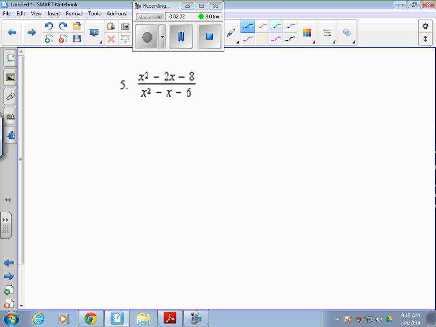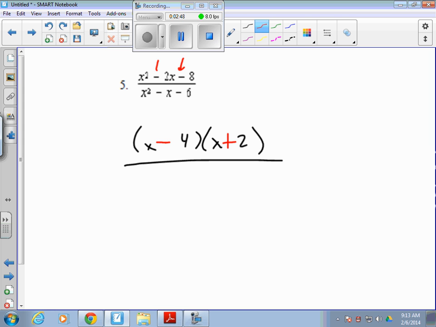Number 5, two trinomials again. We have x times x. What factors of 8 are going to get you to 2? You have 8 and 1, and you have 4 and 2. Those are the ones you're going to have to use: 4 and 2. Again, this one, the opposite. This one, the larger one's negative.